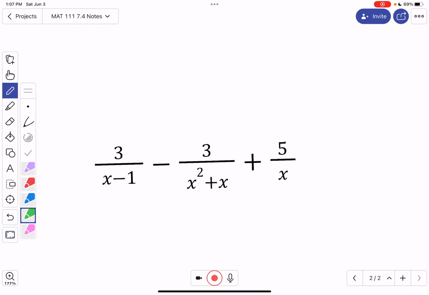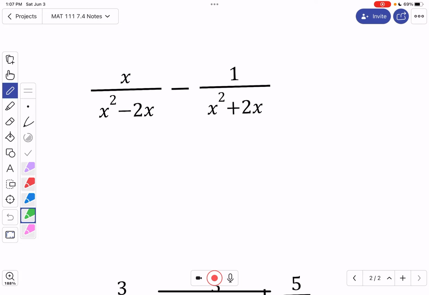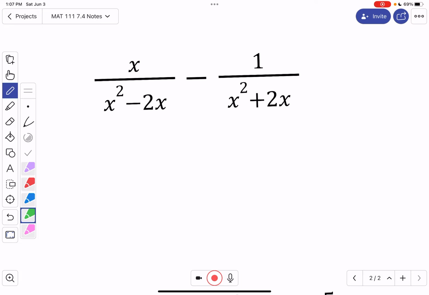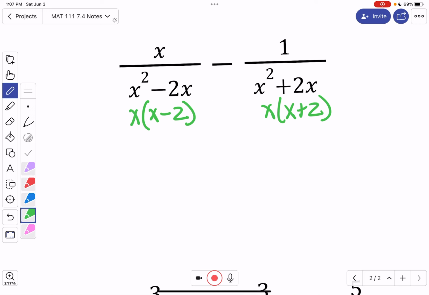All right, and I think there's 2 more. Here we're going to factor the bottom. On this one, we'd have x times x minus 2. And on this one, we'd have x times x plus 2. Now, again, you don't have to factor. We could just multiply by the others, but by factoring first, we see we only have to multiply by the binomial, not by the x. So this one needs an x plus 2.